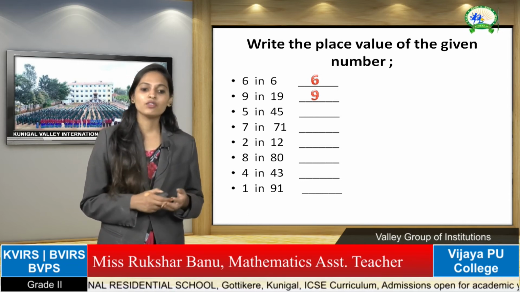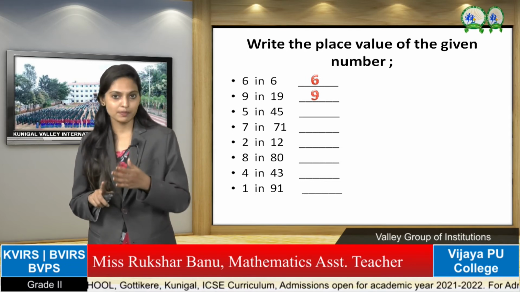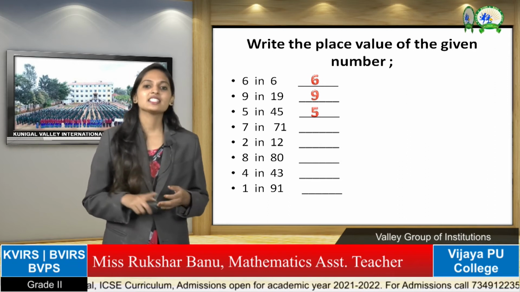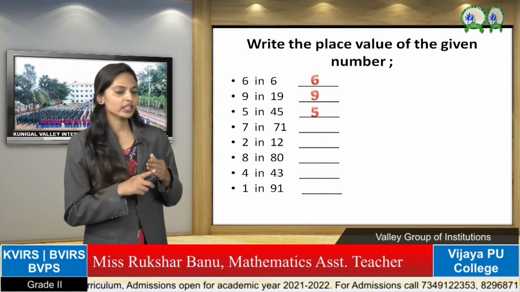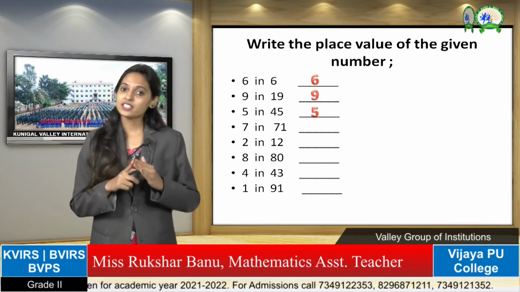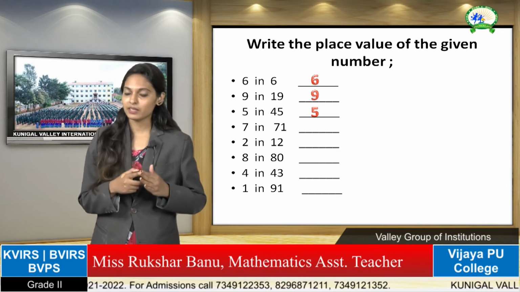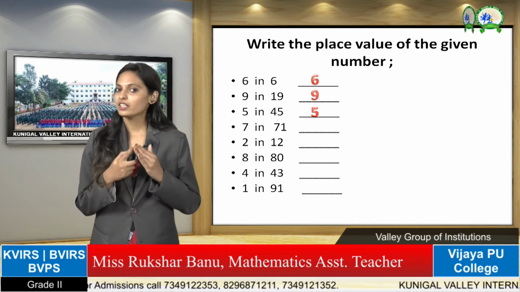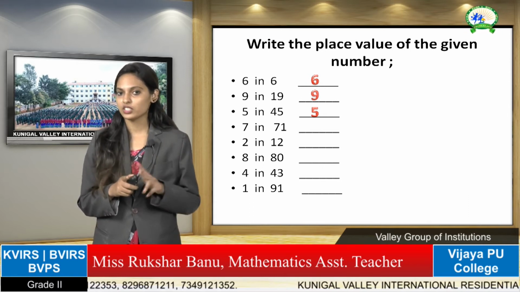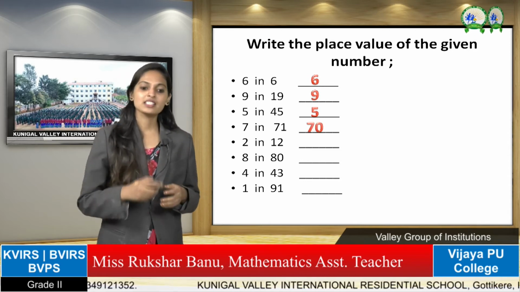Next, 5 in 45. Here also in 45, 5 is at 1's place, no, so 5 is the answer. Next, 7 in 71. In 71, 1 is at 1's place and 7 is at 10's place. So what you have to write? 7 is at 10's place, so for 7 at 10's place, what do we have to write? 70, because that is a 2 digit number. So 7 is at 10's place, so I have to write 70.